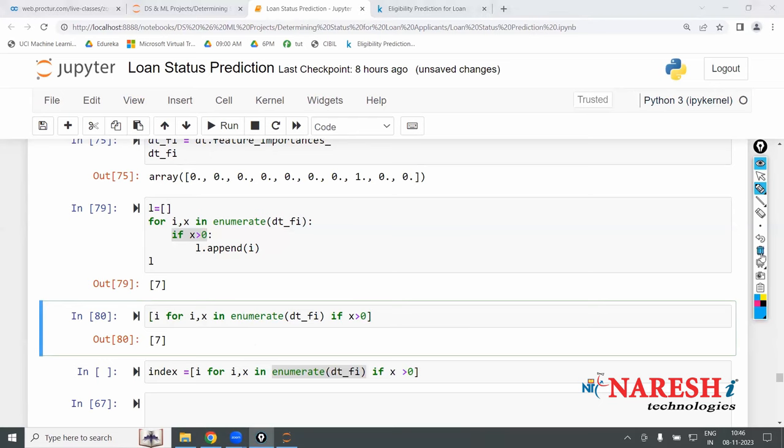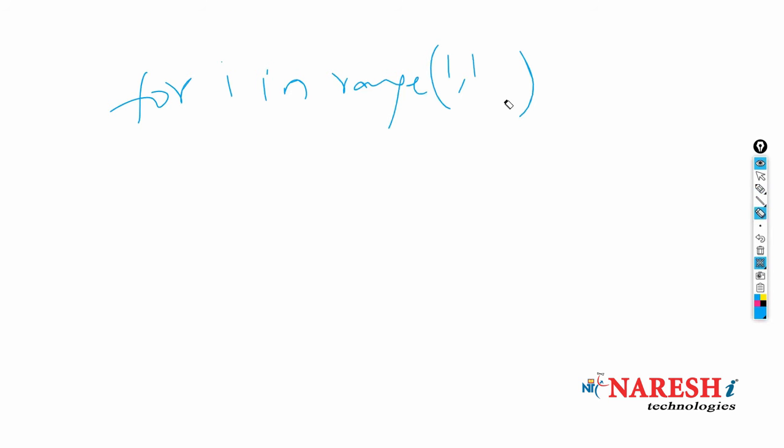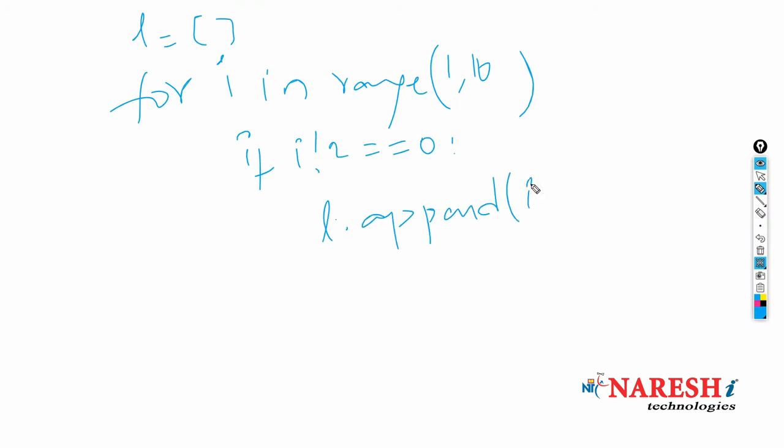Now, for your easy understanding, instead of this complex example, let us make a still simpler example. For i in range of 1 to 100. 1 to 100 is not possible, I can't write everything manually, so 1 to 10. For i in range of 1 to 10, if i is greater than 4 and i is divisible by 2, that is, the remainder is equal to 0, I have to append this in the list. Whatever the i value is, I'm going to append it: l.append(i) and print l.